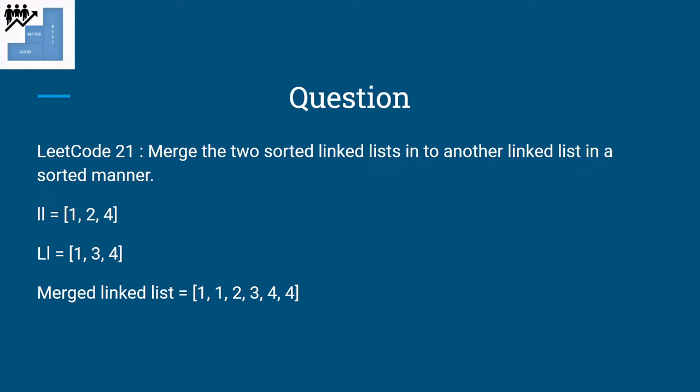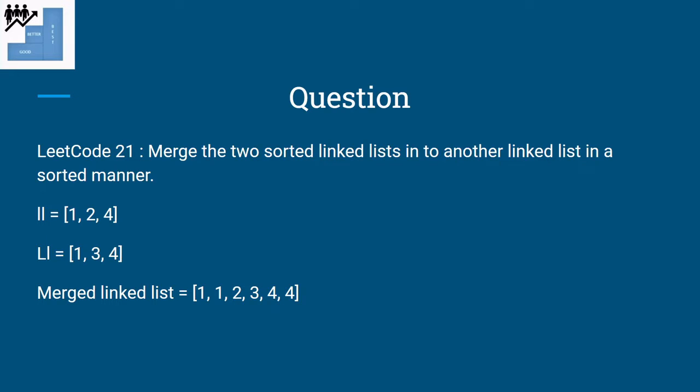You are given two linked lists, 1 2 4 and 1 3 4. You need to merge them in another linked list in a sorted manner. For example, if I have to merge these two in a sorted manner, it would be 1, 1, 2, 3, 4, 4. So this is the outcome that our algorithm should generate.